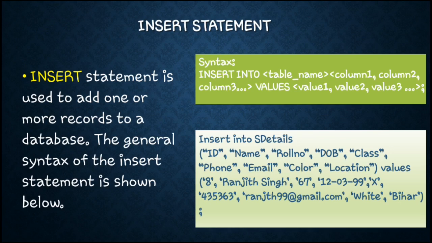Then you have to give the keyword VALUES, then open the bracket, then give the values for the respective field names, like 8 for ID, Ranjit Singh for name, 67 for roll number, 12/3/99 for date of birth, 10th for class, 435363 for phone number, then ranjit19@gmail.com email address, white is for color, Bihar is for location. Then you have to put the semicolon to terminate the statement.